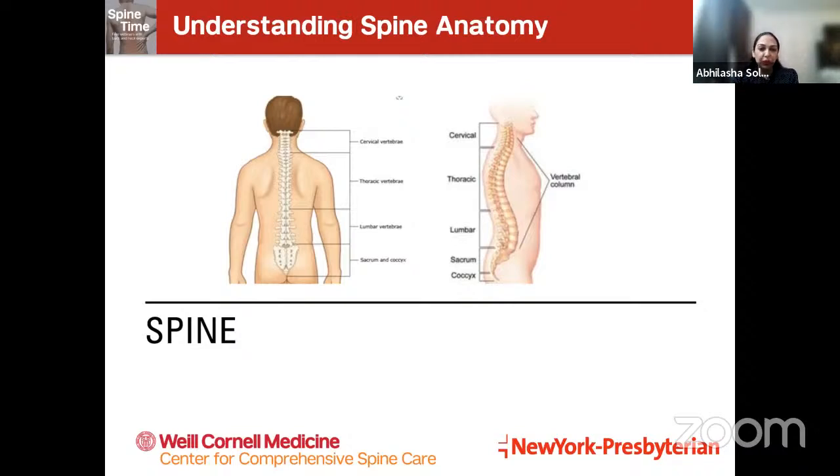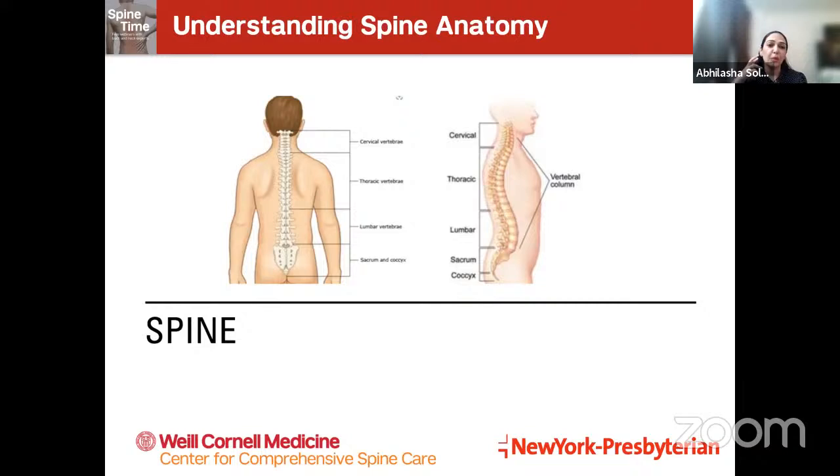If you look at the picture on the left, that is what the spine would look like if we were to look from behind ourselves. It's basically a structure that starts right at the base of your skull and goes all the way down to the hip region. And it basically is composed of bones, nerves, muscles, ligaments, and intervertebral discs. Now, there are 33 vertebral bodies, essentially bones in the spine, and they are classified into 5 different regions.